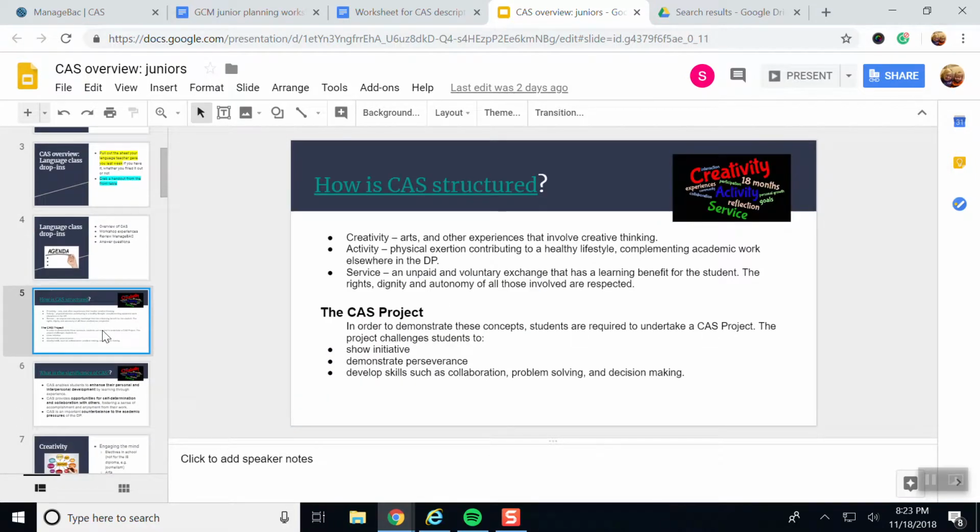So what is CAS? How is it structured? There are the experiences, and that's going to be the aspects of creativity, activity, and service. And then there's a CAS project that you're going to do that'll span either 2 years, or you'll have a junior project and a senior project.